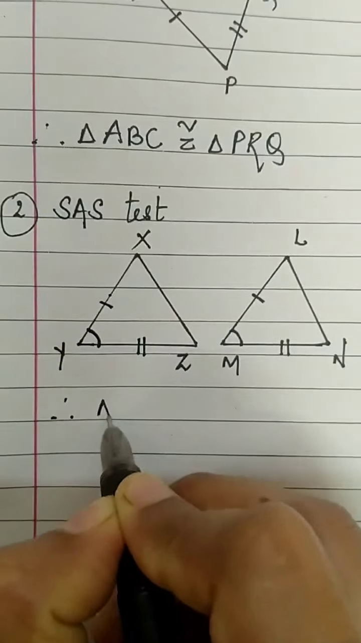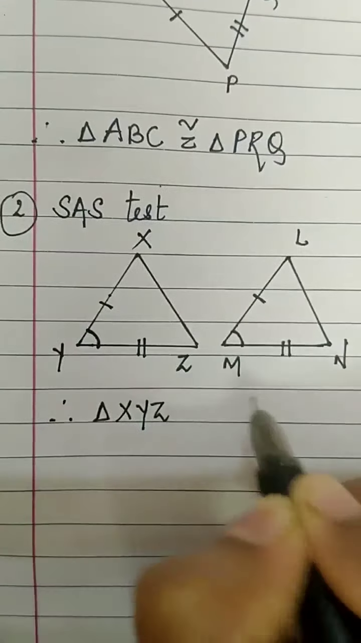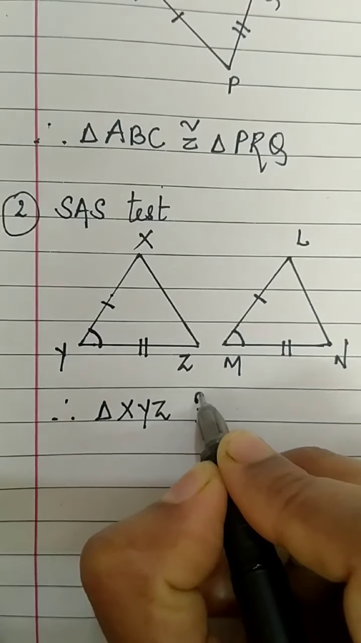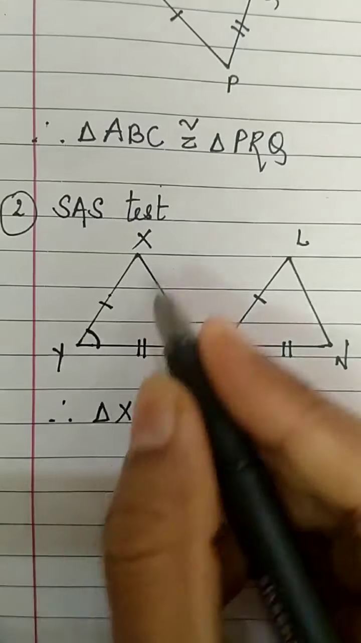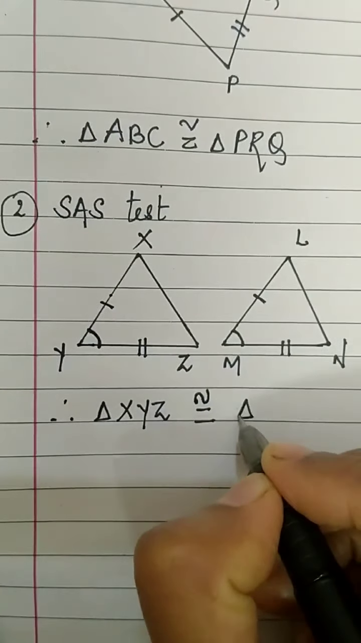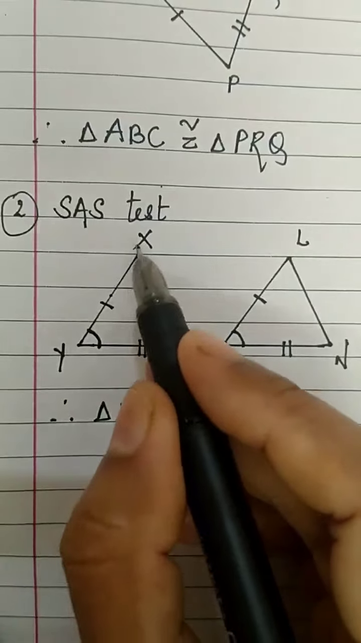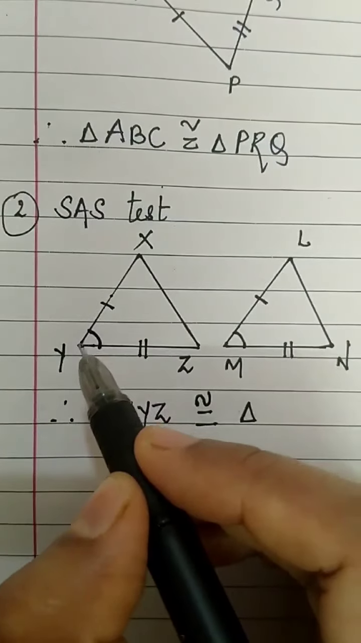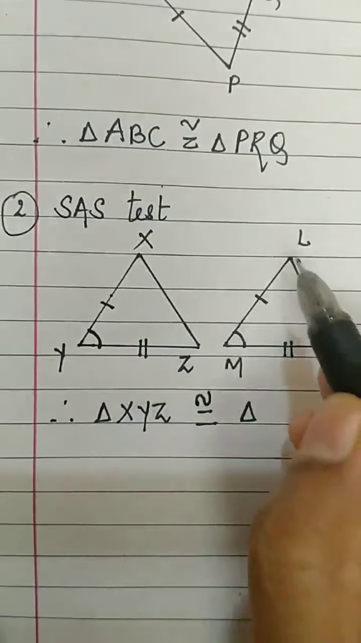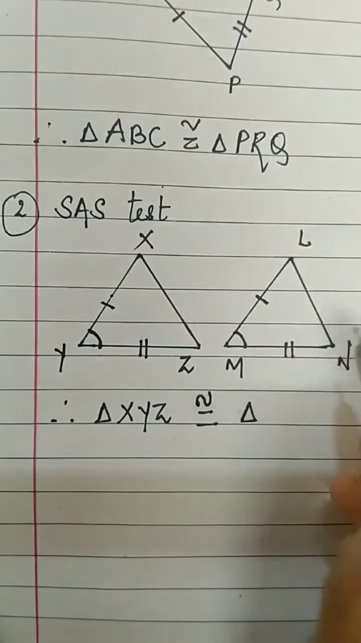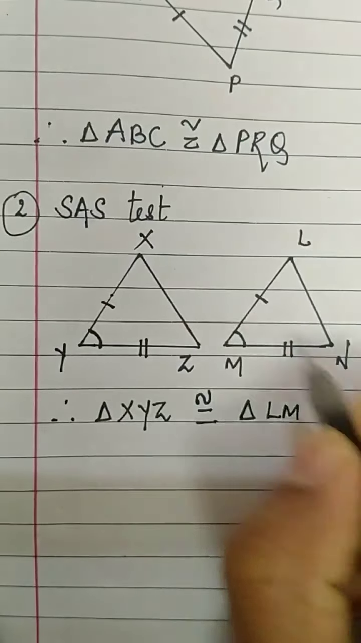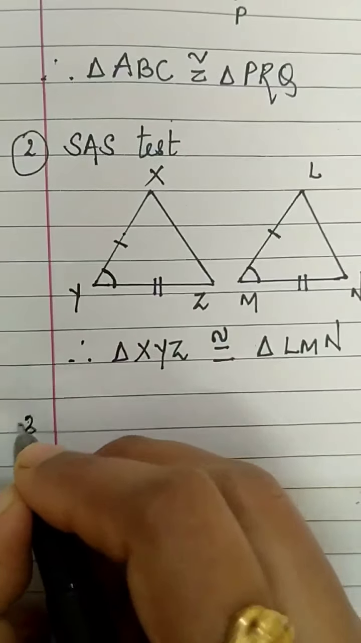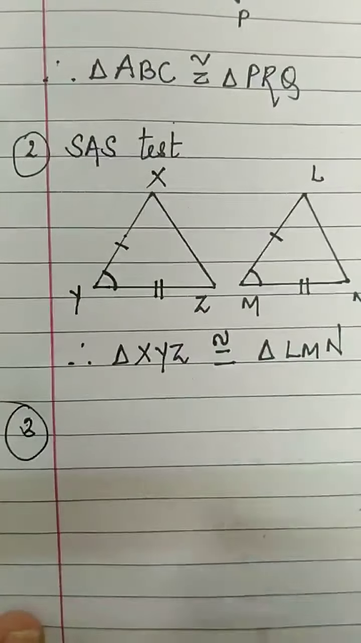So, you'll write, therefore, triangle XYZ. See how I'm putting the congruent sign? Equal to, and upon that from down to up. Triangle XYZ congruent to triangle XYZ. How did you name it? Single marked, then included angle, and then double marked. Single marked, then the angle, and double marked. So, second triangle will also be LMN. Single marked, included angle and double marked. So, this is SAS test where the angle is between two sides.